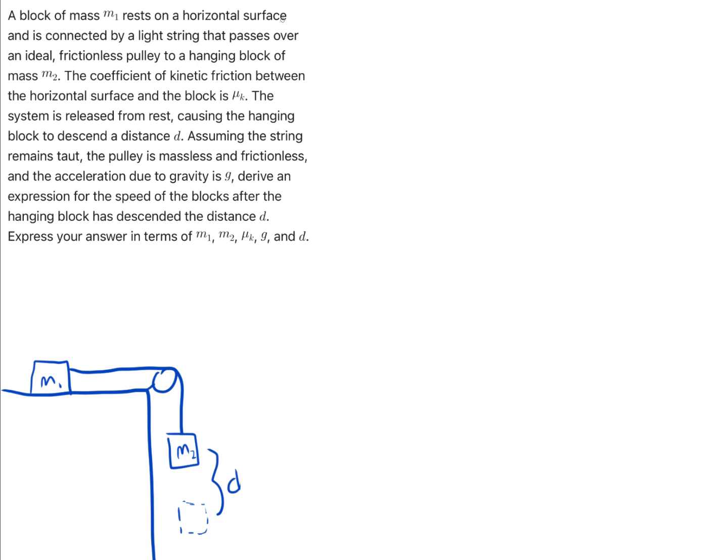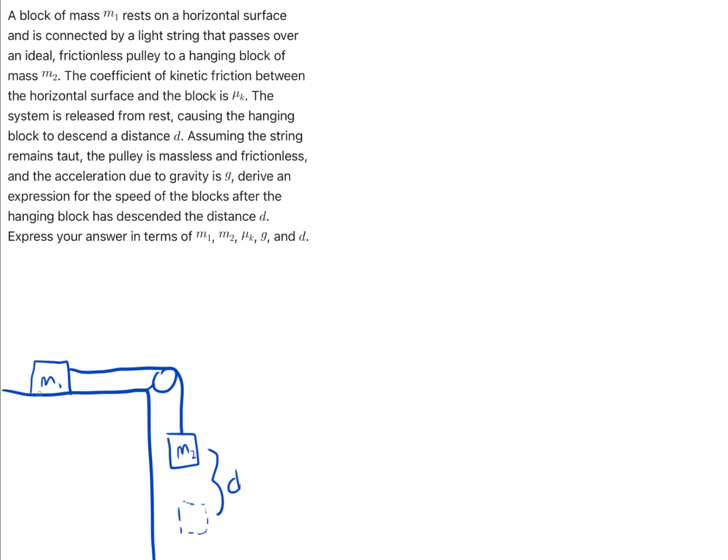Assuming the string remains taut, the pulley is massless and frictionless, and the acceleration due to gravity is g, derive an expression for the speed of the blocks after the hanging block has descended the distance d. And we're told to express our answer in terms of the variables described earlier and given to us.